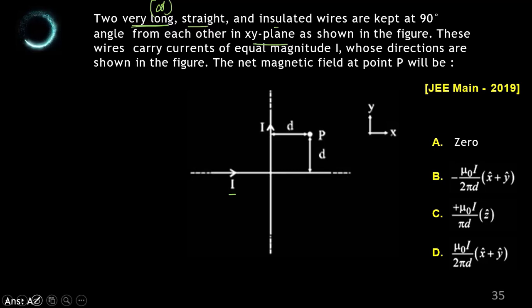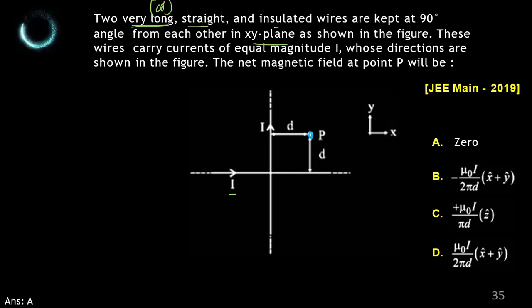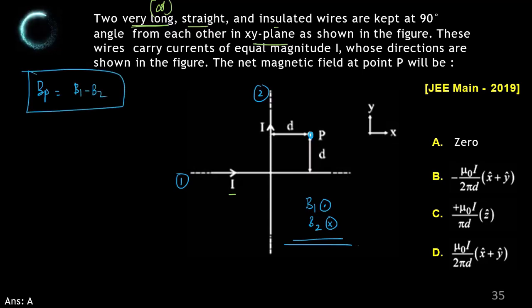In order to calculate the net magnetic field at point P, what you have to do? Let us see, this is wire number 1, this is wire number 2. For wire number 1, the magnetic field at point P will be dot. So B1 will be dot. For wire number 2, B2 at point P will be cross. So B at point P should be equal to B1 minus B2. That is the net. Why minus? Because one is cross and one is dot.